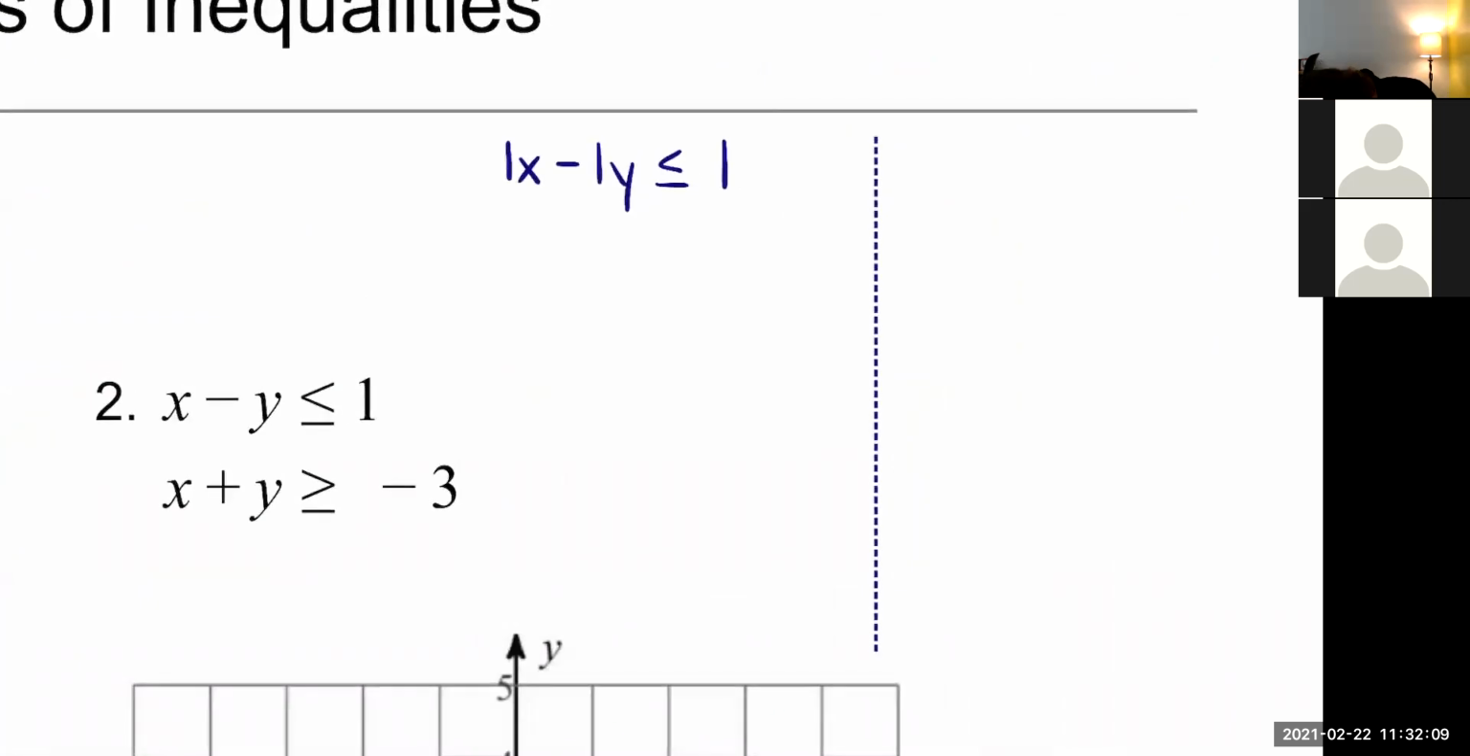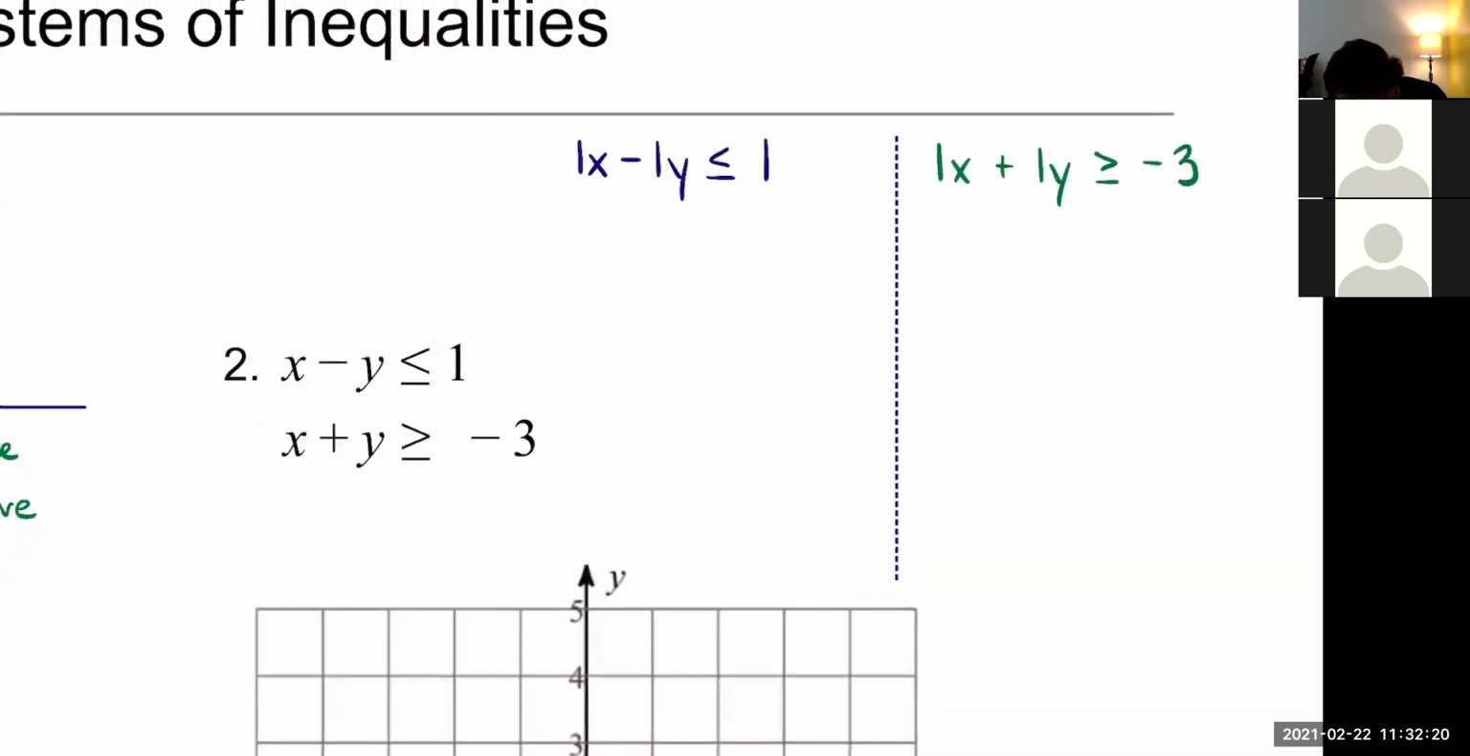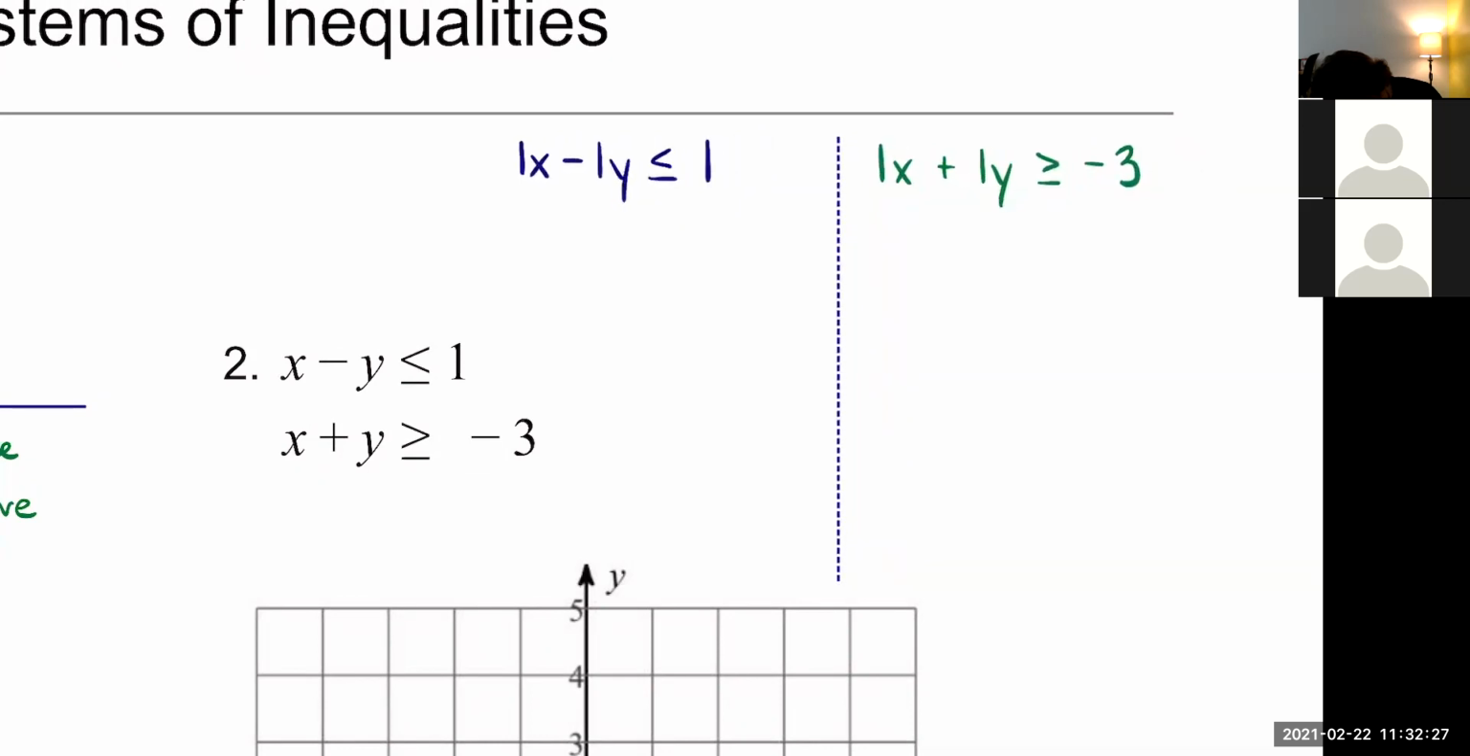Second linear inequality, we're right here off to the right: 1x plus 1y is greater than or equal to -3. And then we dive right into it, trying to get the y by itself in each. So first one here, I'm going to subtract 1x from both sides, which leaves me with -1y is less than or equal to -1x plus 1.